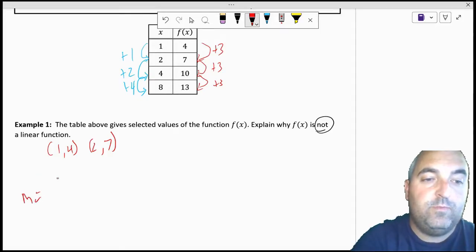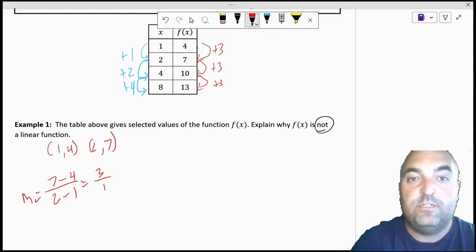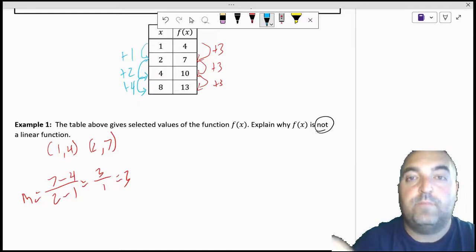So m for slope, y2 minus y1 over x2 minus x1. Hey, I get 3 for the change in y, and I get 1 for the change in x. That's crazy. It's like we already did that. So the slope here is 3.